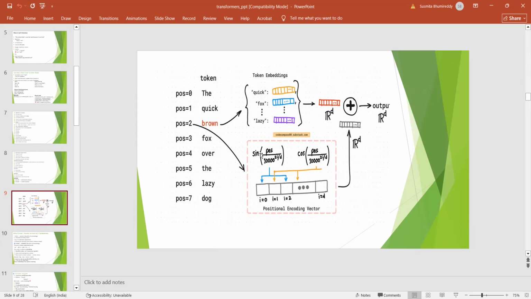So here we are calculating this. Every vector has dimensions, like 512 dimensions. If we take an even dimension, we have to use the sine function to find this. And if we have an odd dimension, we have to use the cos function here. By using these functions we can get to know the position of the word. And then we are adding the embeddings plus the positional encoding. By using these two we can get the final output.